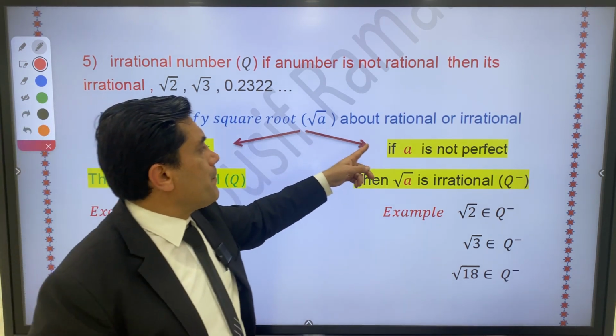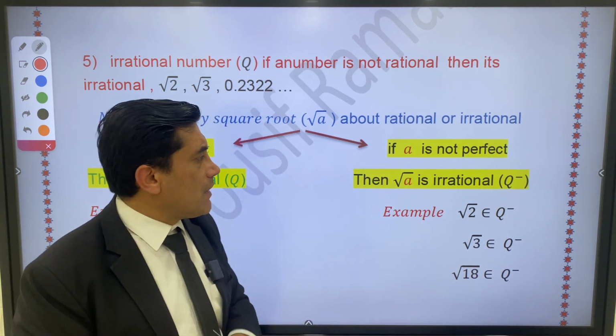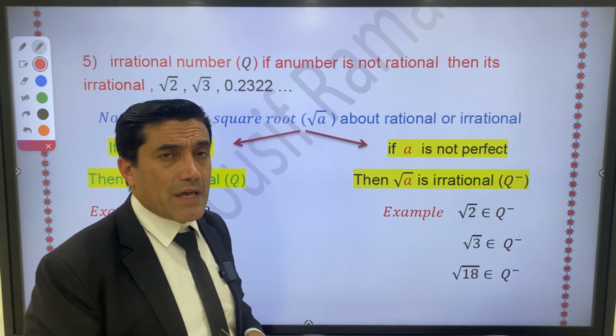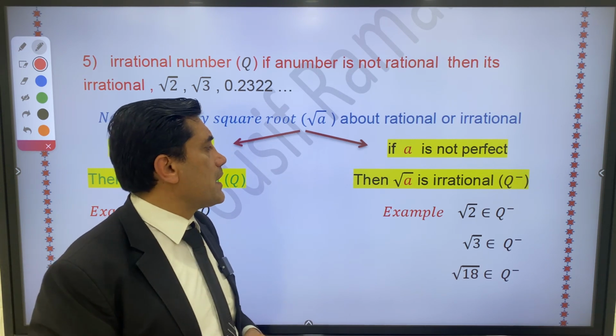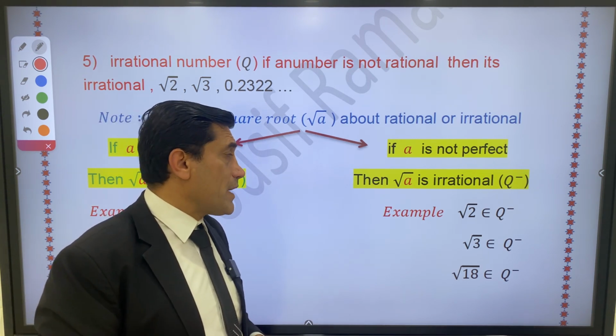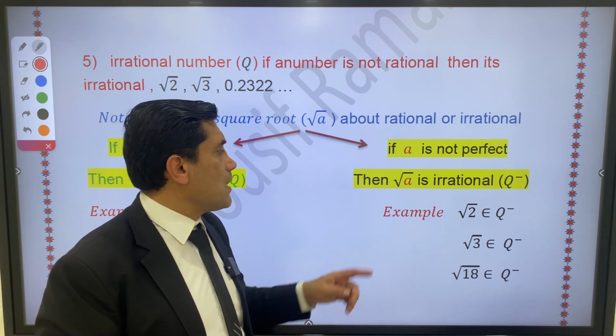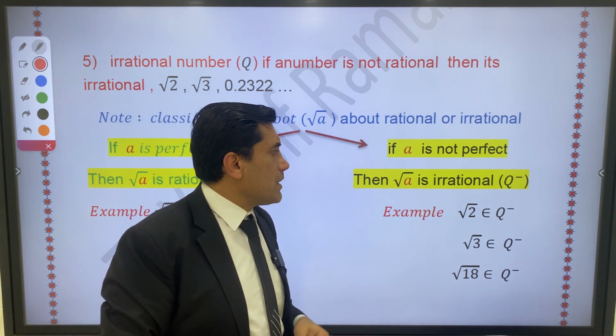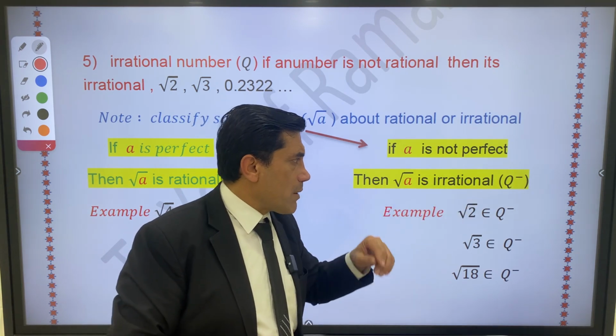But if a is not a perfect square, like 3, 5, 6, then the square root of a is an irrational number, which means it belongs to Q prime.